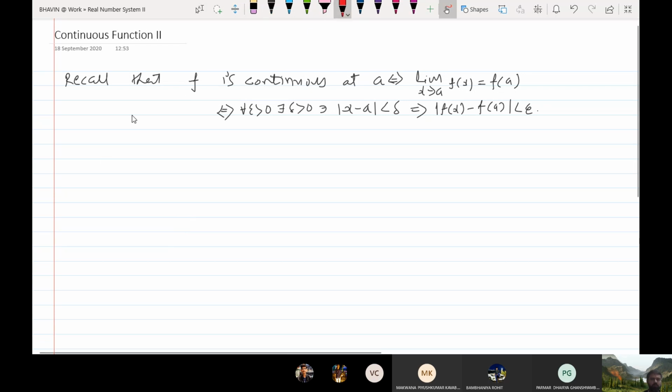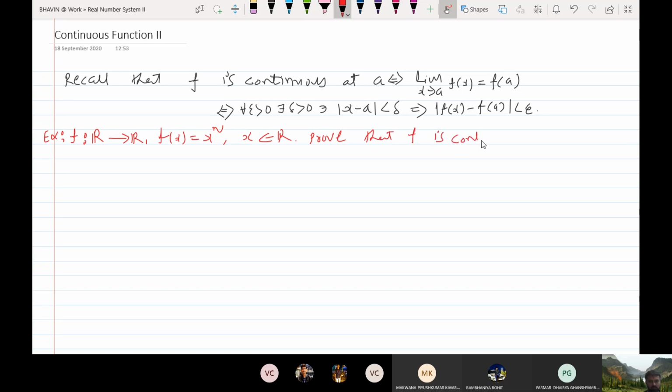So this was the example that I have given in the homework. f is a mapping from R to R and f(x) equal to x raised to n, x belongs to R. Prove that f is continuous on R.